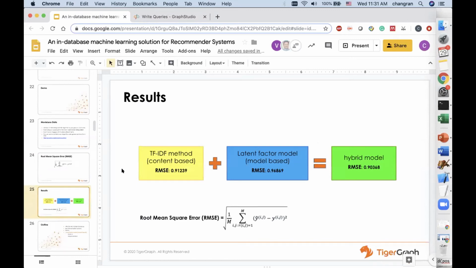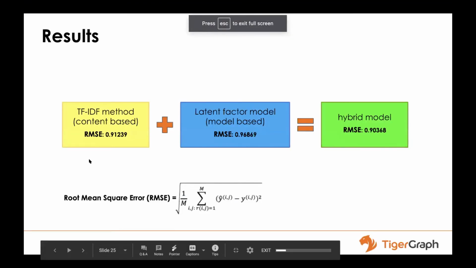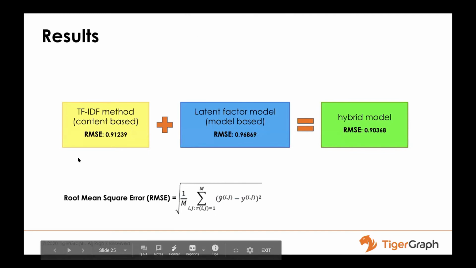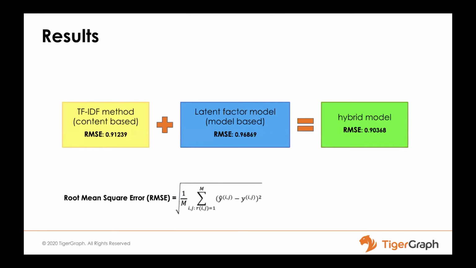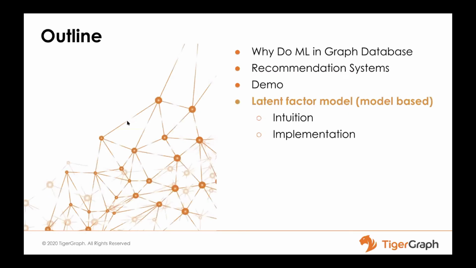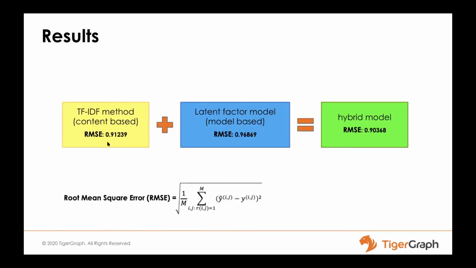At last, let me show you more results that I tested using this system. Here I'm showing you the overall error for different types of methods. If you are only using the content-based method for this set of data, we can get in the end about 0.91 RMSE value. If we are only using the model-based method, in the end, we can get about 0.97 root mean square error. But if we combine both of these methods together and build a hybrid model, in the end, you can see that the error is lower than both of these methods. This is why we want to do in-database learning, as Mingxi pointed out at the beginning.